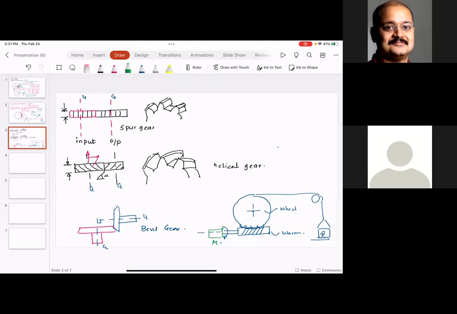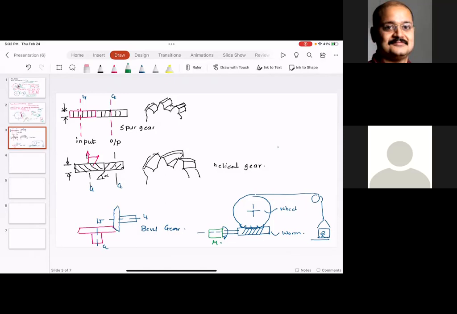Because please understand, power is transmitted from worm to wheel. The worm will have low torque, high speed, but the wheel would have low speed, which means you will have high torque. Everyone understood this? So those are some of the applications of worm wheel, bevel gear, spur gear, helical gear.